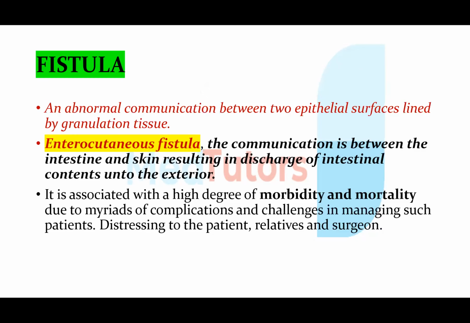Now, by way of introduction, you should know a fistula is an abnormal communication between two epithelial surfaces lined by a granulation tissue. So if you define fistula as abnormal communication between two epithelial surfaces, then an enterocutaneous fistula will be the communication between the intestine and the skin, resulting in discharge of intestinal contents onto the exterior.